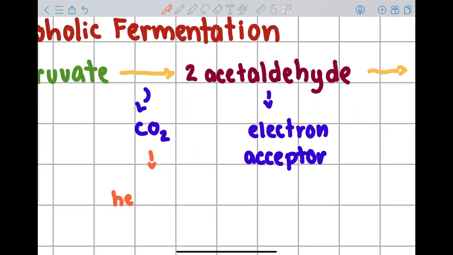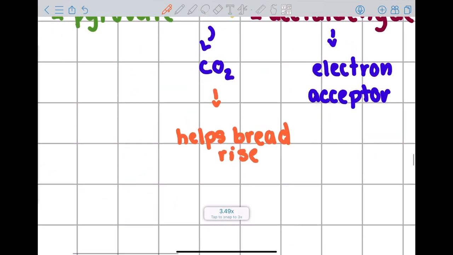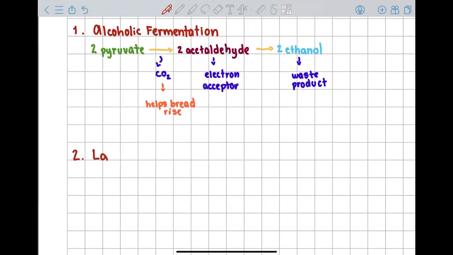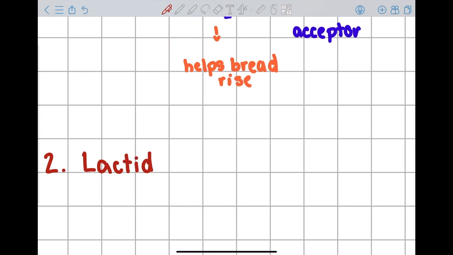Alcoholic fermentation is carried out by yeast while making bread. Carbon dioxide helps the bread grow, and the alcohol produced is evaporated while baking. The second type of fermentation is lactic acid fermentation.